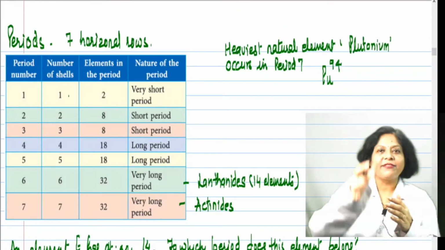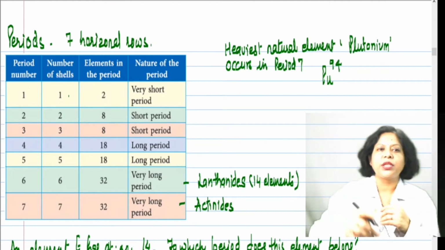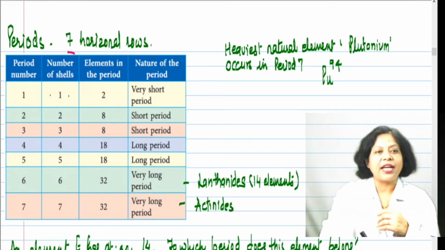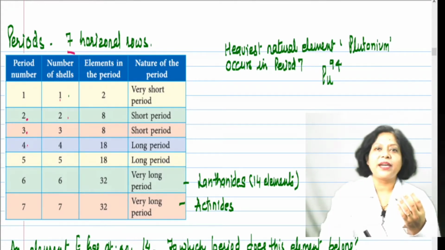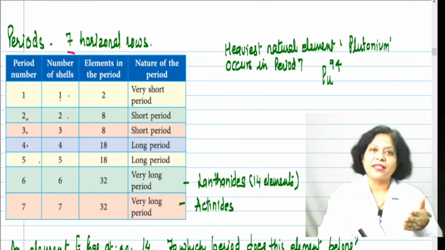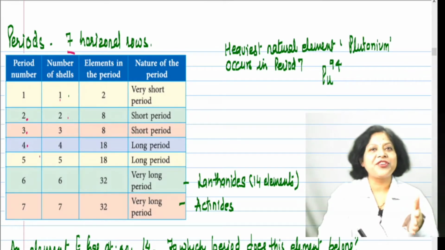Then children, after vertical columns we talk about the periods. So there are 7 horizontal periods which are written as 1, 2, 3, 4, 5, 6, 7. Now the first period has just one shell. The second period has 2 shells. Third period has 3 shells. Fourth period has 4 shells. Fifth period has 5 shells. So likewise the number of the period tells you how many shells you have.